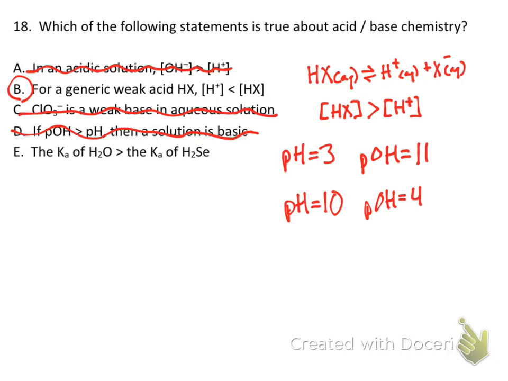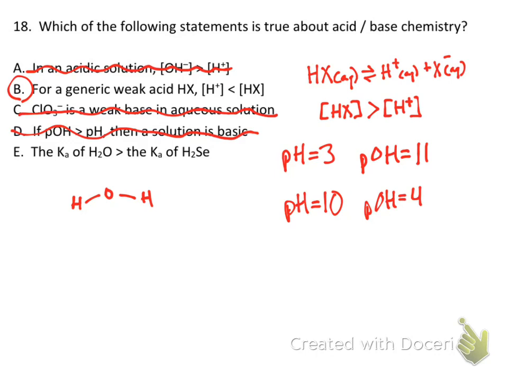Finally, it says the Ka of H2O is greater than the Ka of H2Se. Let's draw out some structures to help us think about this one. So H2O looks like this. It's amphoteric, not super acidic, not super basic. Water does its own thing.